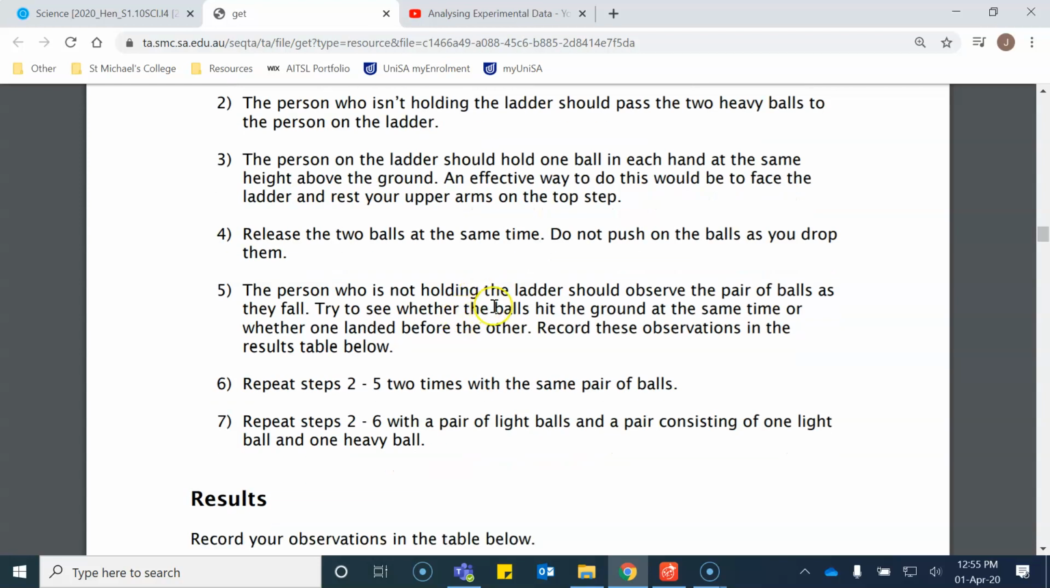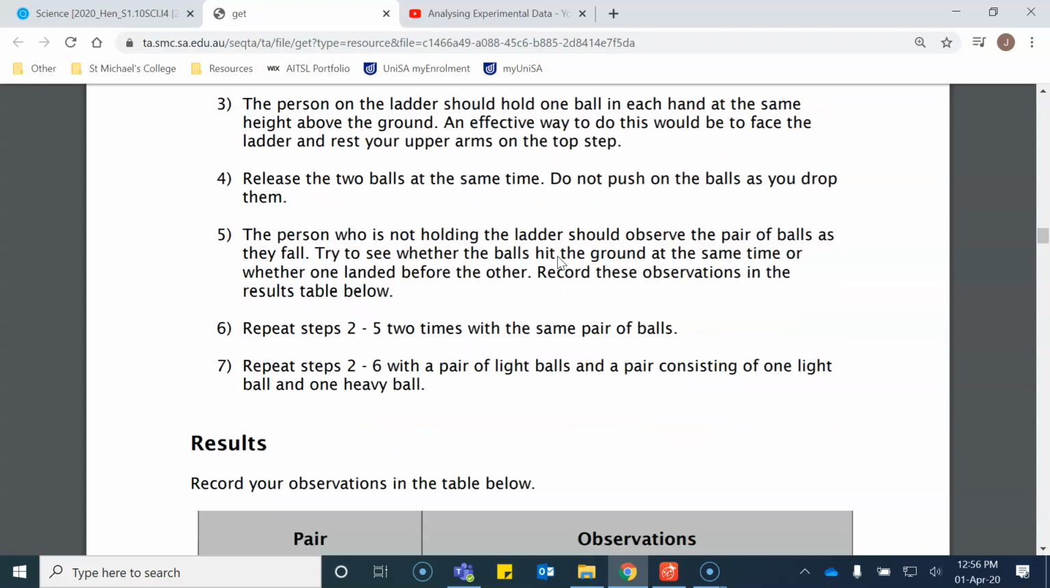The person who is not holding the ladder should observe the pair of balls as they fall. So basically for you guys, one person's going to be up on the top of the balcony, one person's going to be down at the bottom. You're going to drop the balls at the same time. The person at the bottom is going to see if they hit the floor at the same time. Simple enough. Alright.